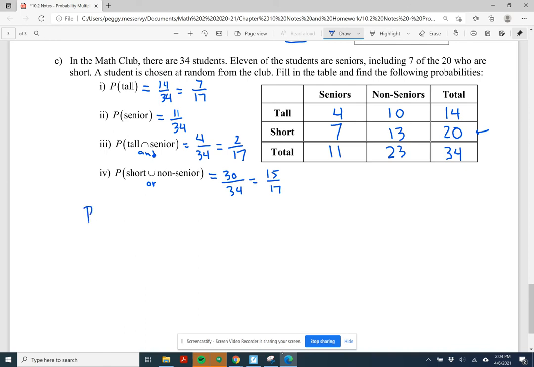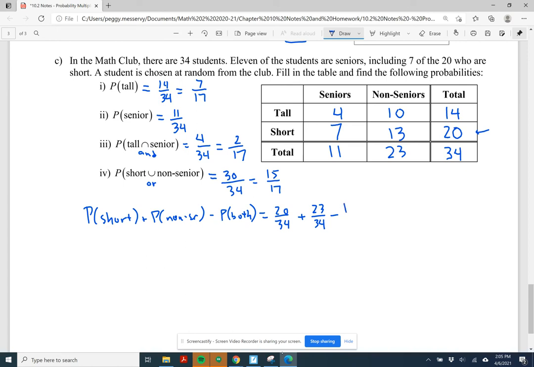We could do the probability that the student is short plus the probability that they are a non-senior minus the probability that they're both. Let's see if that comes out the same way. So the probability that they're short, that's going to be 20 out of 34. Plus the probability that they're non-senior. I have 23 non-seniors out of the 34 students. Total 23. Minus the probability that they're both short and a non-senior.